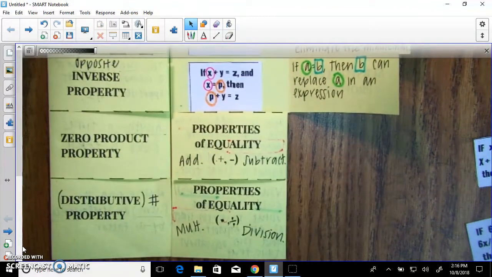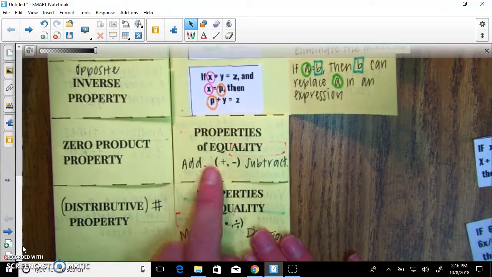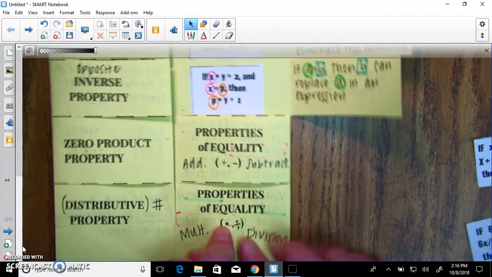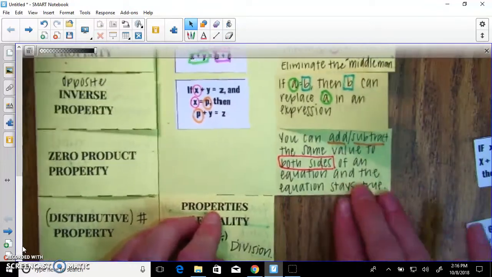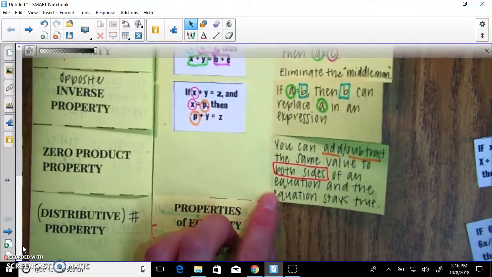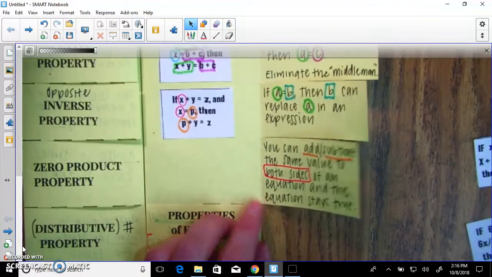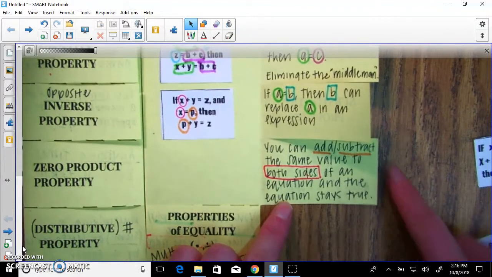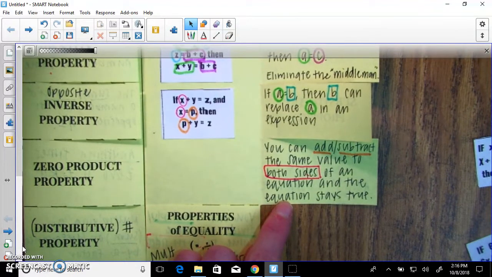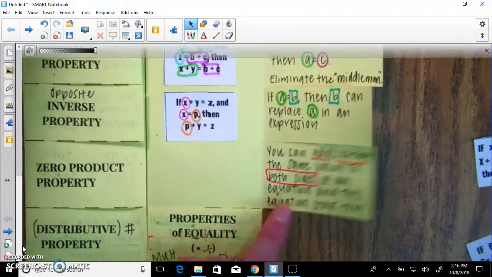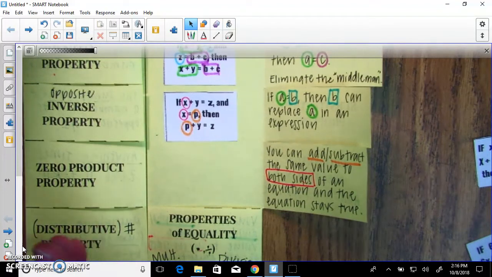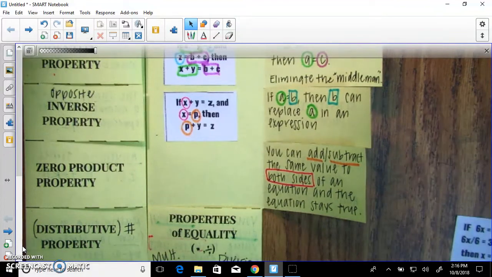Now moving on to our last two little tabs. The first one are the properties of equality, addition and subtraction. That's why we have the plus and the minus. So properties of equality have to do with equations, which is why it's called property of equality. The addition subtraction properties of equality say this: you can add or subtract the same value to both sides of an equation and the equation stays true. We've been doing this for years, ever since you've been solving equations. You've been adding or subtracting the same values from both sides, and we just haven't had a word for it.